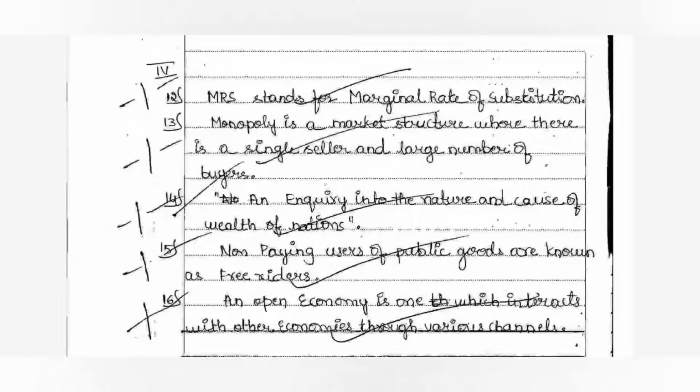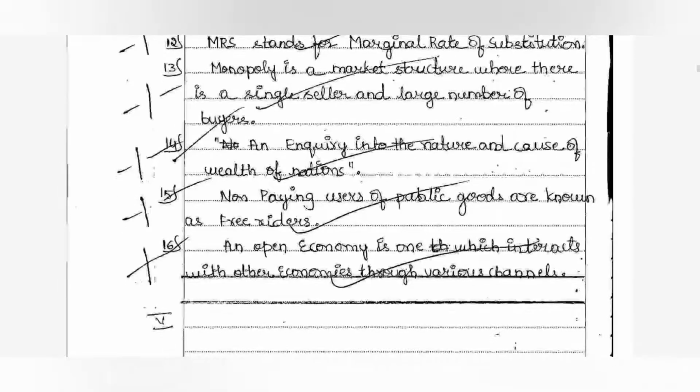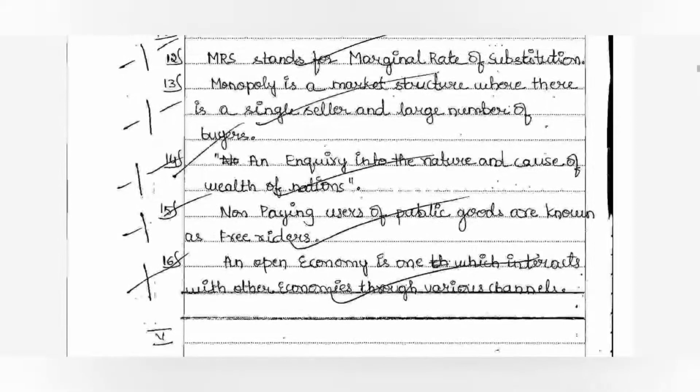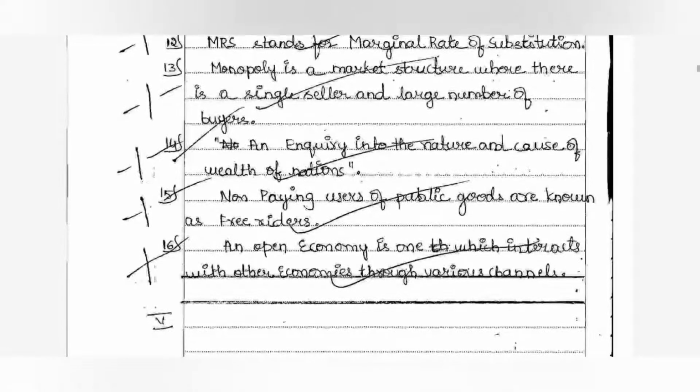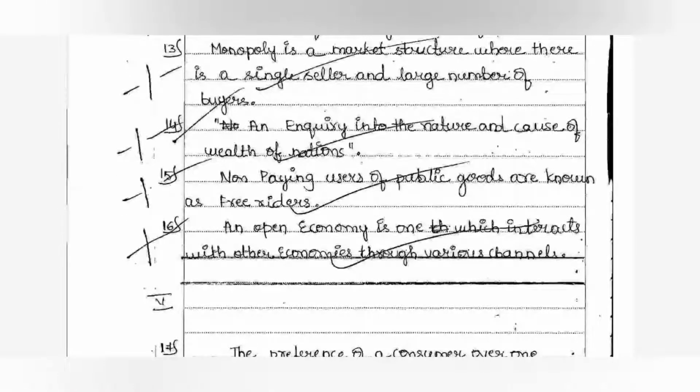What is monopoly? Monopoly is a market structure where there is a single seller and a large number of buyers. For example, in India, in the railway sector, the government is the monopoly. After that, the question is: name the well-known work of Adam Smith. An Inquiry into the Nature and Causes of the Wealth of Nations.